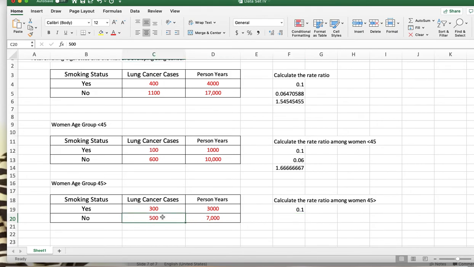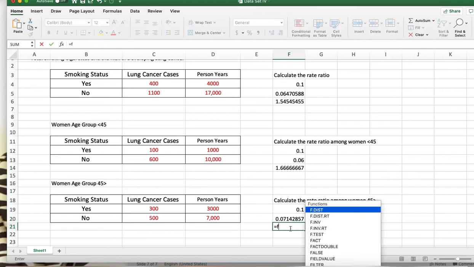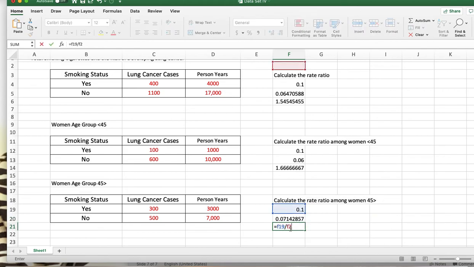And then here we have the rate of developing lung cancer among women greater than 45. That will be located at C20, and then we have D20 as well. So this is equals C20 divided by D20, and that gives us 0.071. And if you want to calculate the rate ratio among women age 45 and older, this is located in F19 and F20. So we have equals F19 divided by F20, and that is their rate ratio.